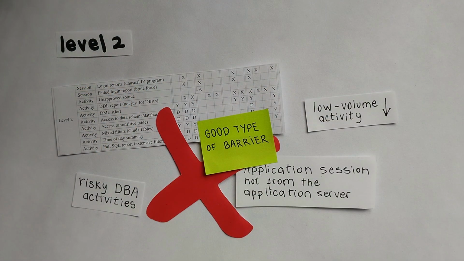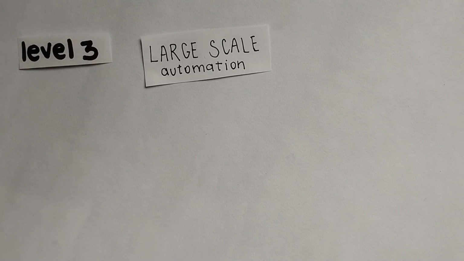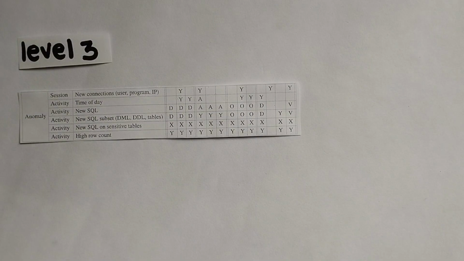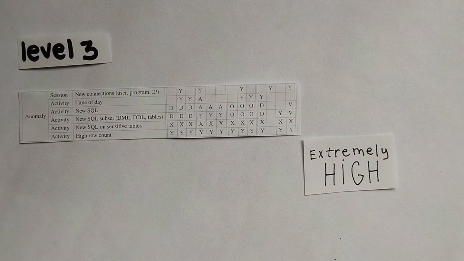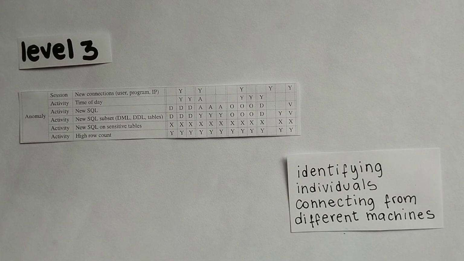At level 3, we start with large-scale automation. Anomaly analysis identifies changes in behavior and can be applied to extremely high activity volumes. It's a powerful control on application activity, as that tends to be repetitive. It can also be effective in identifying individuals connecting from different machines, using different programs, and more.